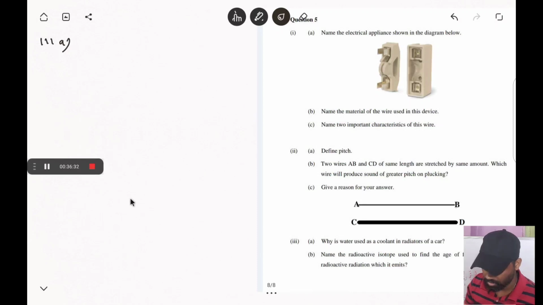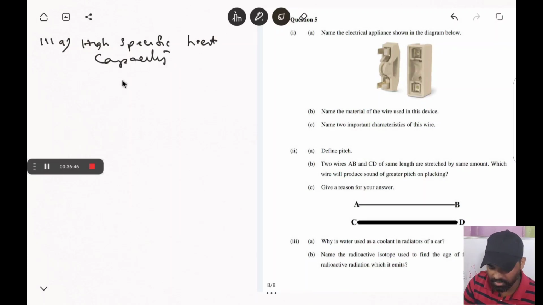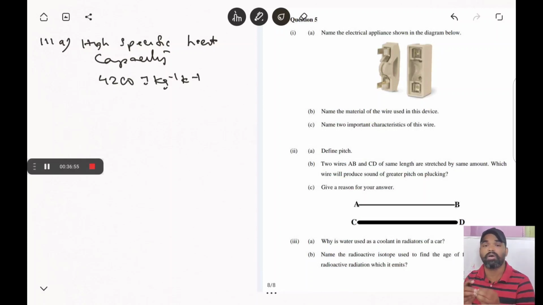Why is water used as coolant in radiators of a car? Because it has high specific heat capacity, around 4200 joule per kg per Kelvin, which means it absorbs a large amount of heat. But the rise in temperature is very less. That is why water is used as a coolant.